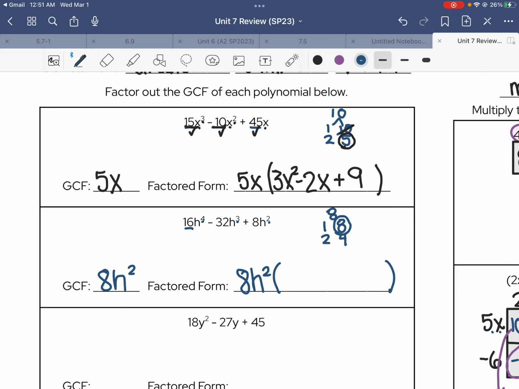16 divided by 8 is 2. I had 4 h's, but I'm taking 2 out front, so I have 2 left. Negative 32 divided by 8 is negative 4. I have 3 h's, but I'm taking 2 away, so I only have 1 left. And 8 divided by 8 is positive 1. I had 2 h's, but I'm taking both of them away, so the 1 doesn't have any h's left with it.